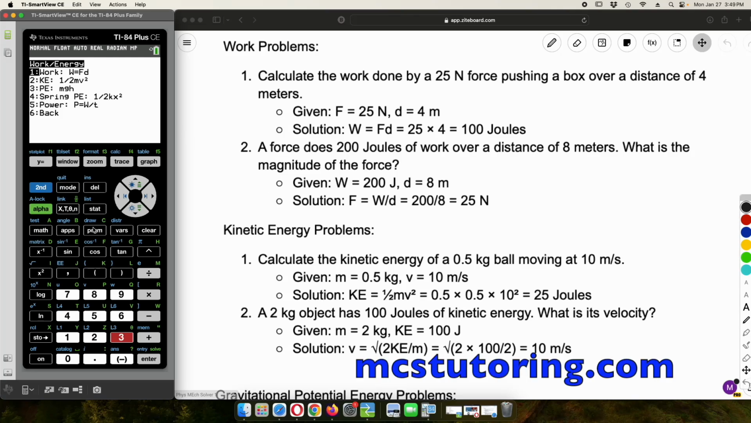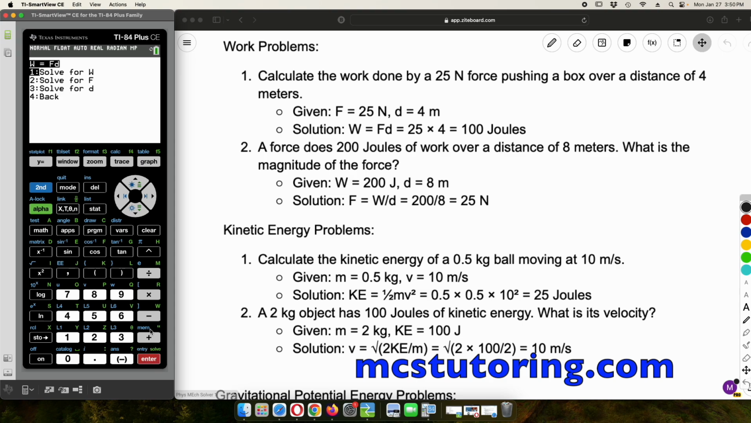We're going to work on work and energy on this TI84 calculator program. Let me go back and I'll just show you, it's a physics mechanics solver TI84 calculator program, available at mcstutoring.com. I'll put the link in the description, so don't worry about that. So again, we're going to work on work and energy problems. And look, we've got work, kinetic energy (KE), potential energy (PE), spring potential energy, and power. So let's get right into it.